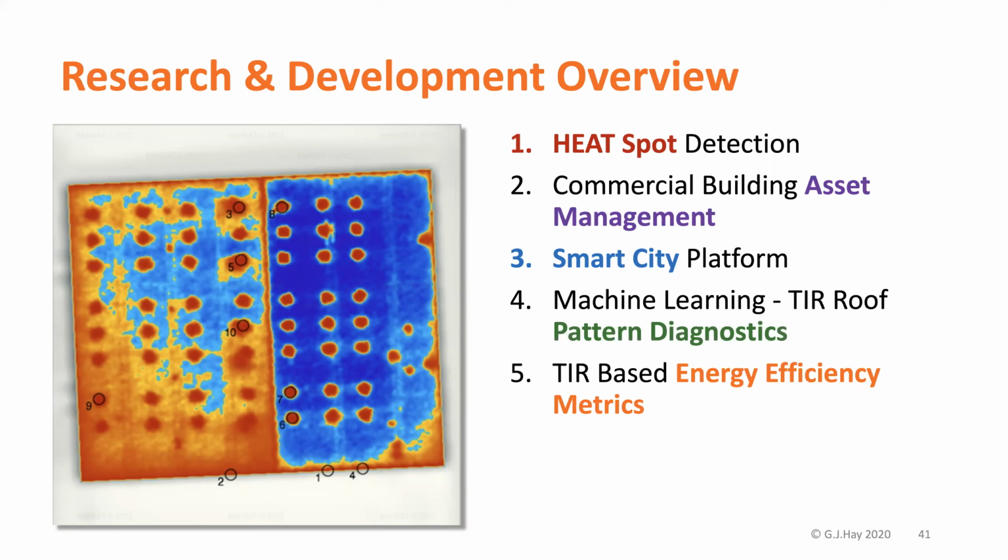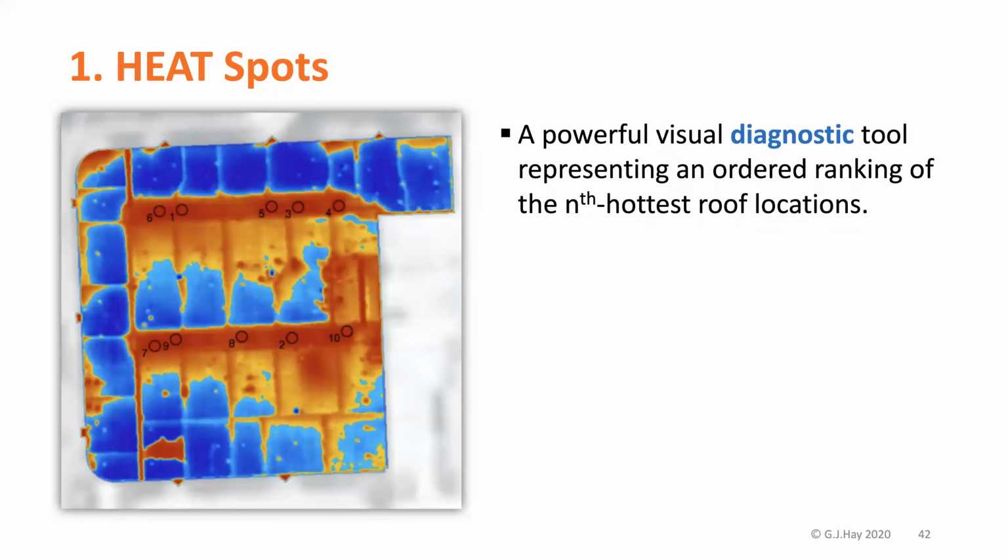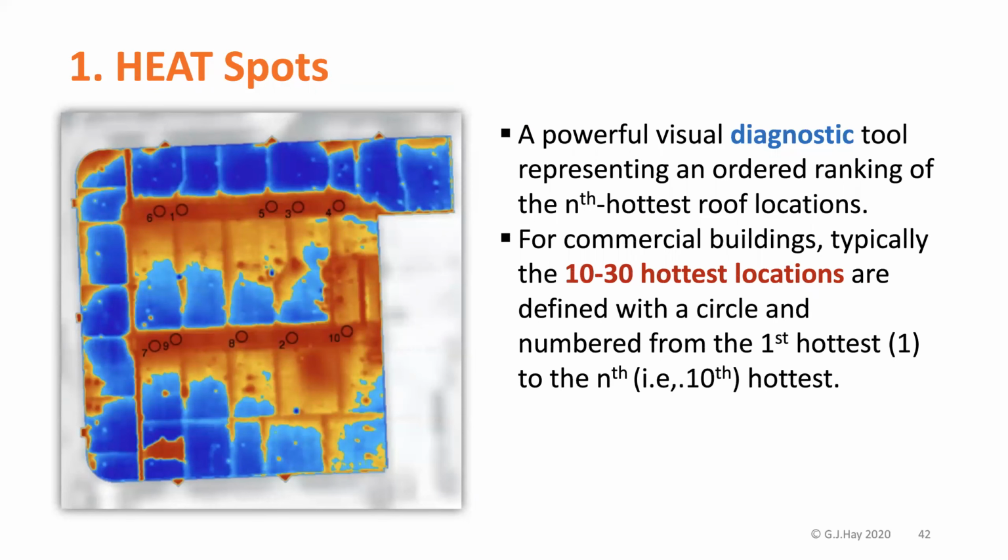So I'm going to briefly talk about these and then I'll be finished. Heat spots are a very powerful visual diagnostic tool. They represent a ranking of the hottest roof locations. And typically we do 10 to 30 roof locations for commercial buildings or for very large buildings. In this case here, you can see number 1 is right beside number 6. Number 2 is way down here. You would never ever guess that these are the hottest locations.